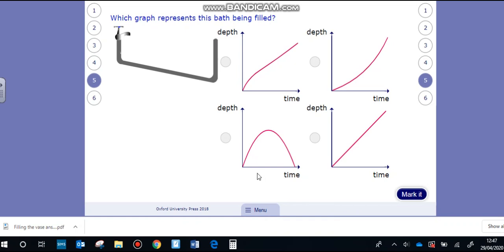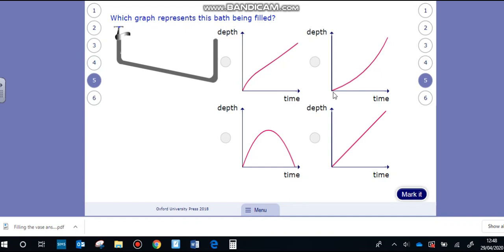If we look at this one, this says it fills quite quickly to start with, and then it slows down to a level, and then it empties again. So we're only looking at the graph being filled. This going down is suggesting it's emptying, so it's definitely not that one. So then we've got these two curved graphs to consider.